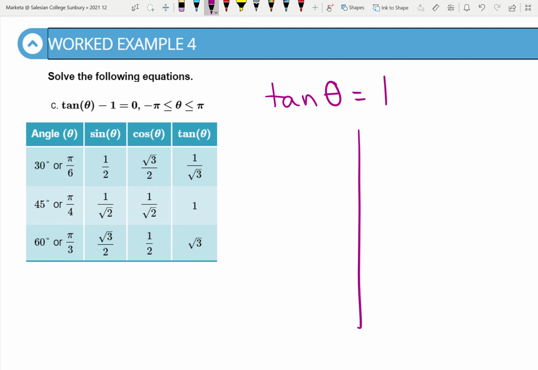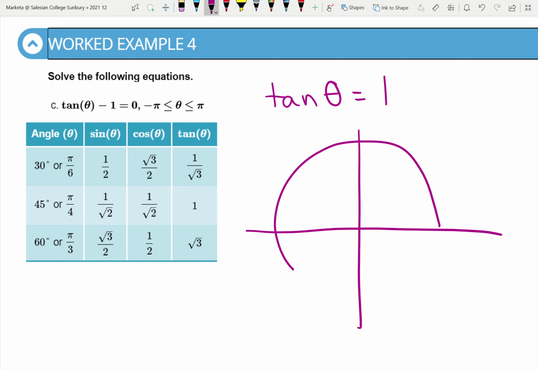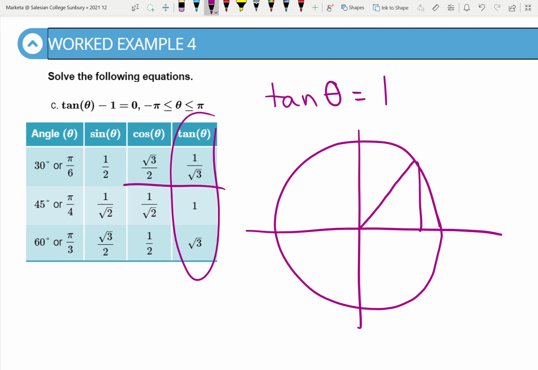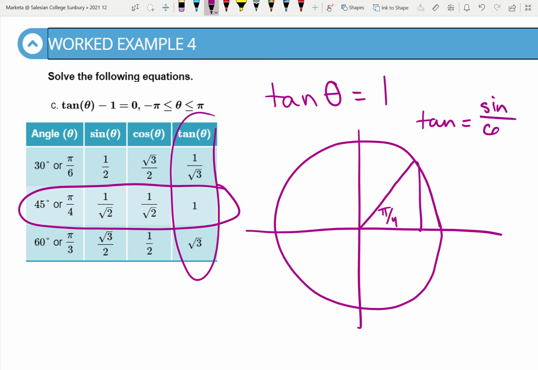So I'm going to draw a picture, and well, this is positive anyway, so tan theta equals 1, and we've already said that it's pi on 4. There's the 1, in the tan column and in the pi on 4 column. So here's pi on 4. And with tan, what we really want to remember is sine over cos, and that comes up heaps. That will enable us to understand why tan is positive or negative.